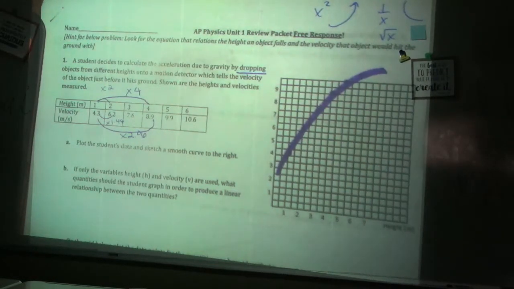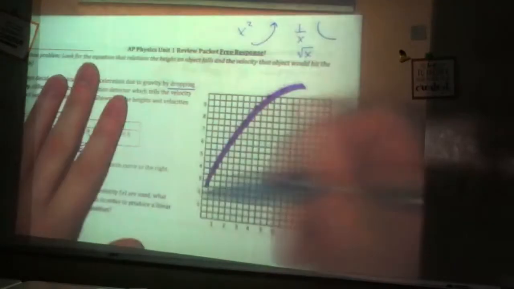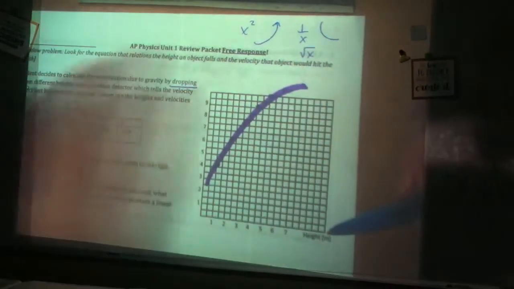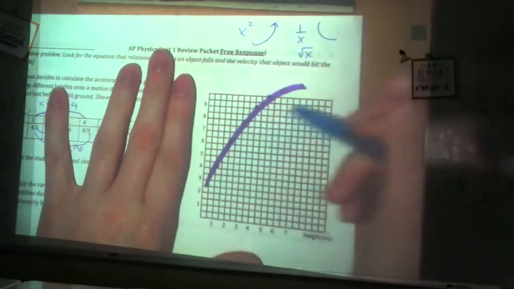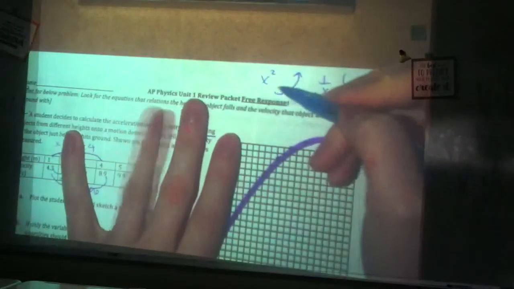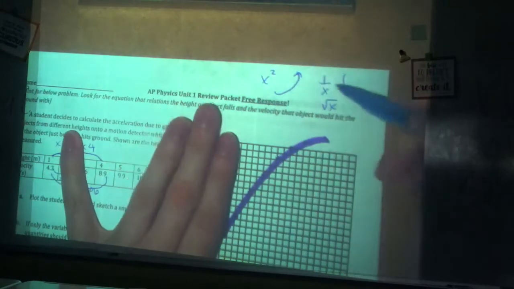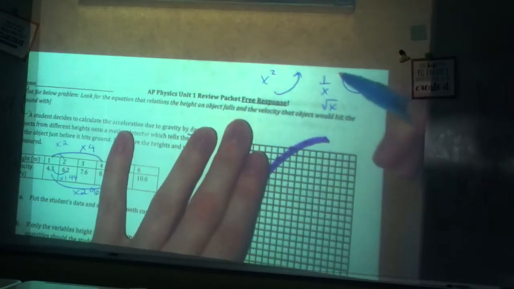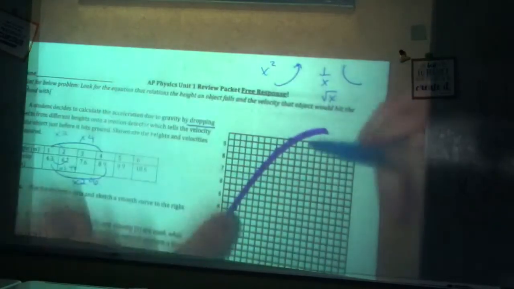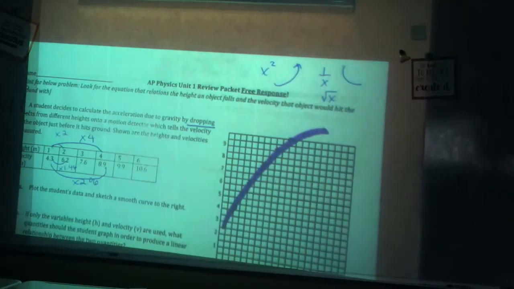The free response for your test tomorrow. So I plotted the height and the velocity that were given to me, and you can tell this is not a straight line. I know it's not x squared because x squared looks like a parabola going up and getting steeper. It's not 1 over x because 1 over x looks like this. So what's left is the square root of x, and we can always check with our numbers.